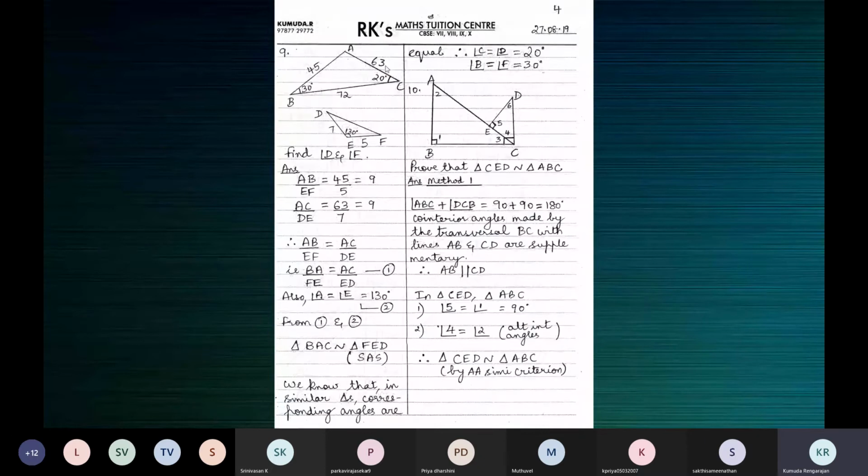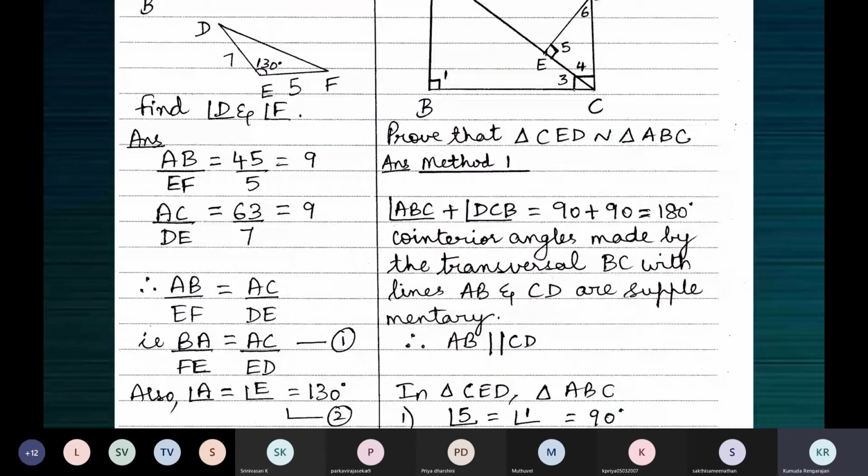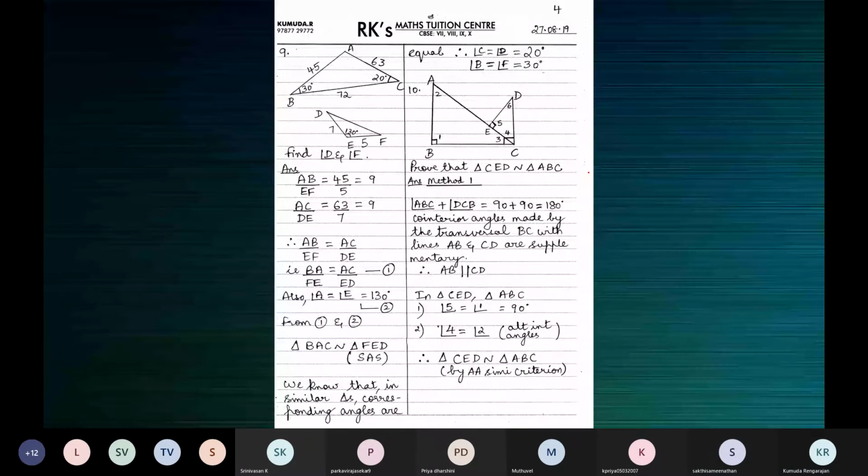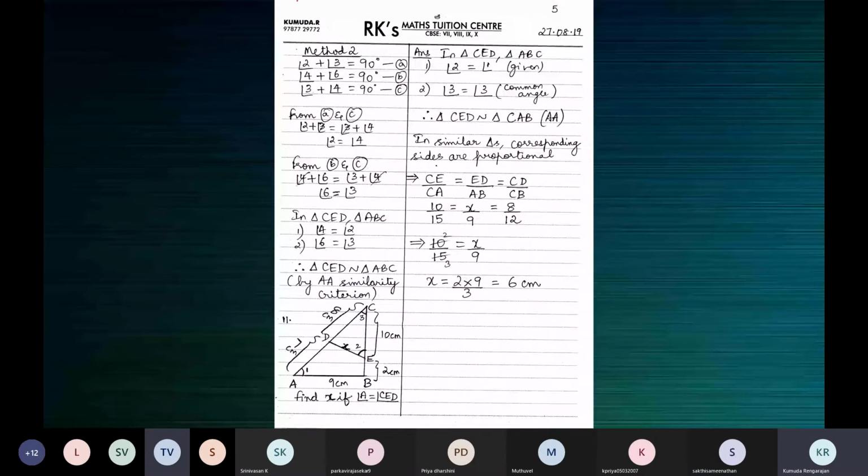Then in the small triangle, 4 plus 6 is 90. Yes or no? You can see the second one: 4 plus 6 is 90.